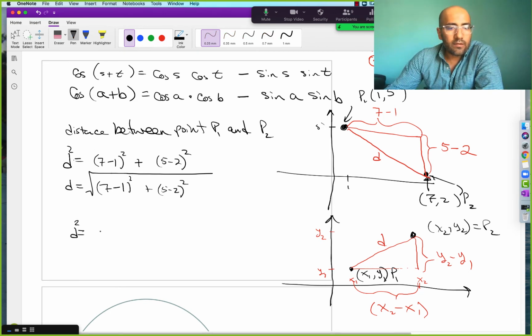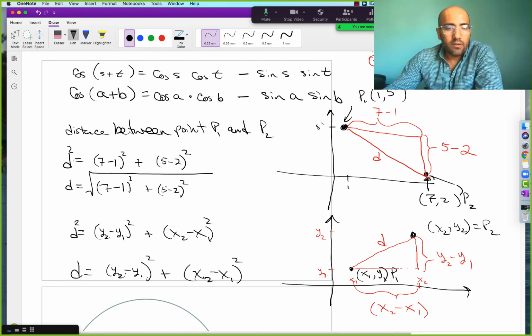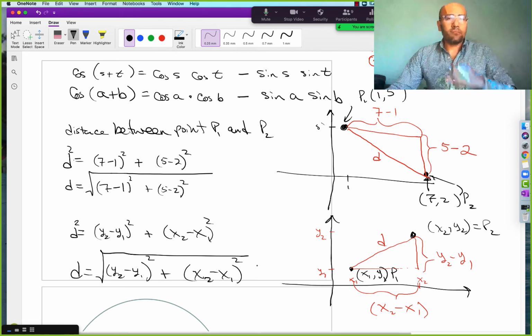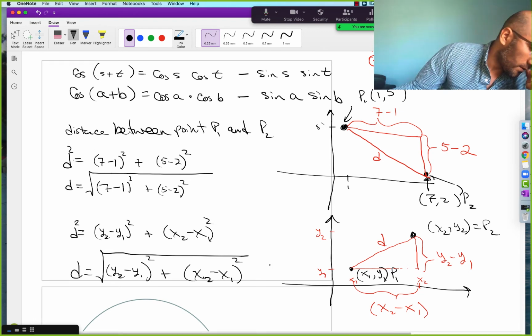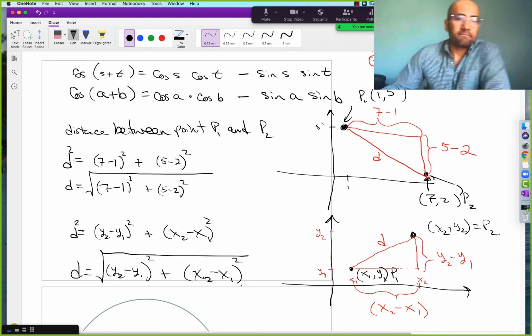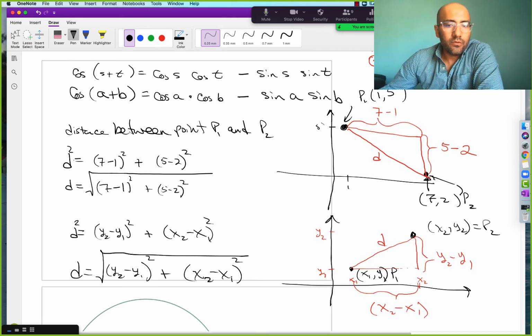D squared is going to be equal to y sub 2 minus y sub 1 squared plus x sub 2 minus x sub 1 squared. And so D equals the square root of y sub 2 minus y sub 1 squared plus x sub 2 minus x sub 1 squared, and then we take the square root of that whole thing. Good? Any questions? No?